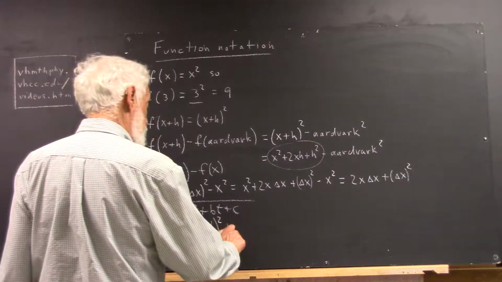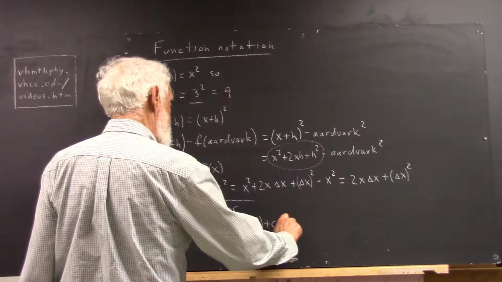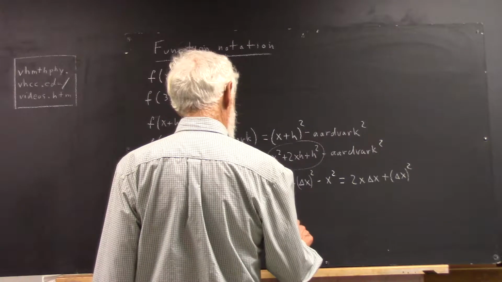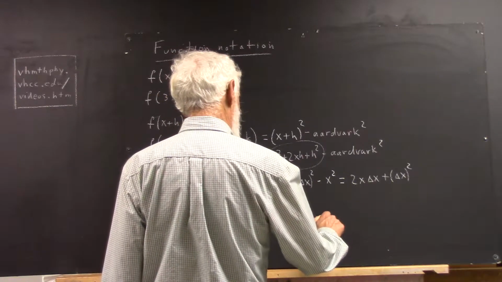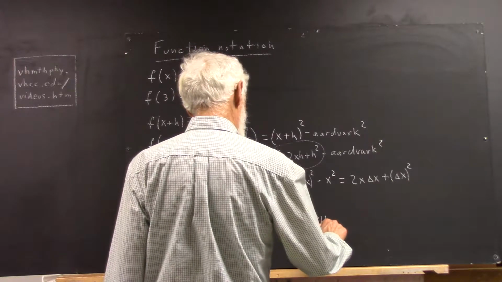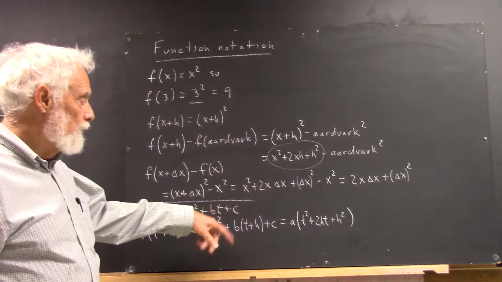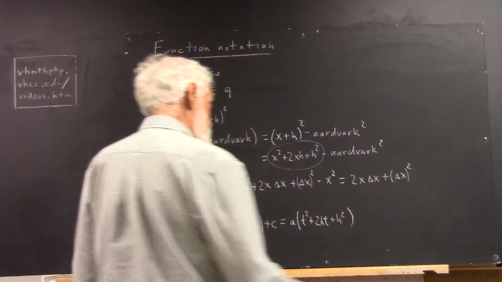Okay? Then, okay? Does that make sense? It's pretty much what I think most people wrote down. So then that's replacing t plus h quantity squared with the expanded square of that quantity.